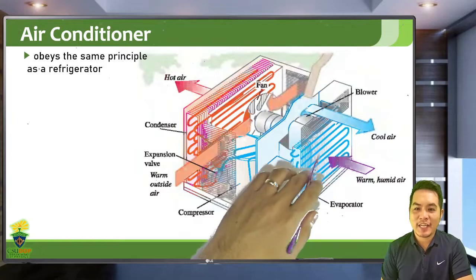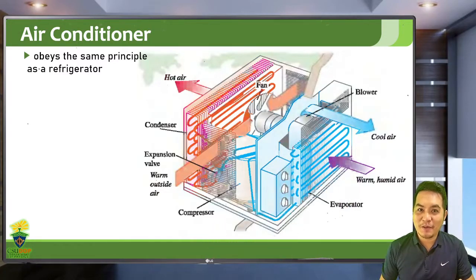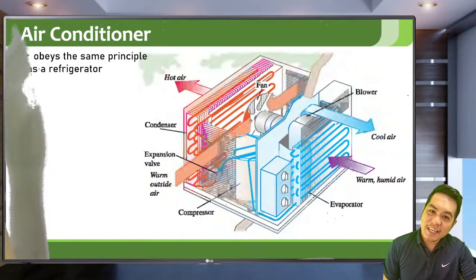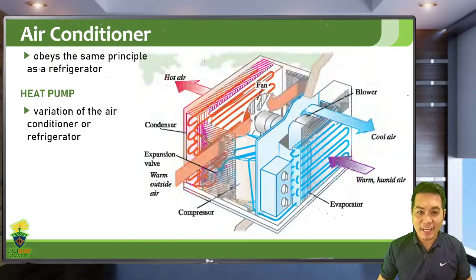So heat is absorbed by the evaporator coil, the heat in the room from the objects in the room, say from your body, you're releasing heat. So that is absorbed by the evaporator coils, and that is released by the condenser coils. So the same principle actually for air conditioners and refrigerators. A variation of the air conditioner is a heat pump.